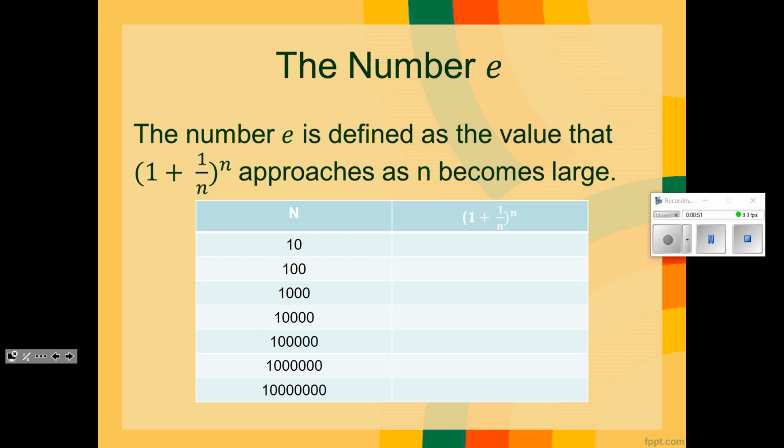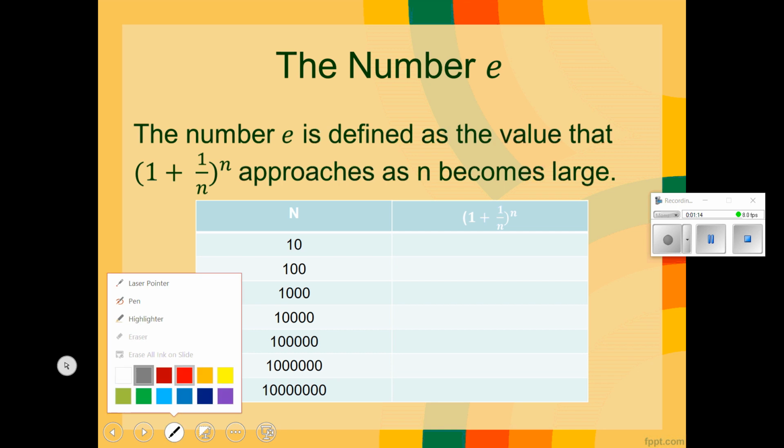Basically, the number e is defined as the value of 1 plus 1 over n, raised to the n, as n becomes large. What I would like for you to do really quickly is take a minute and work this out. We're going to figure out what e is.